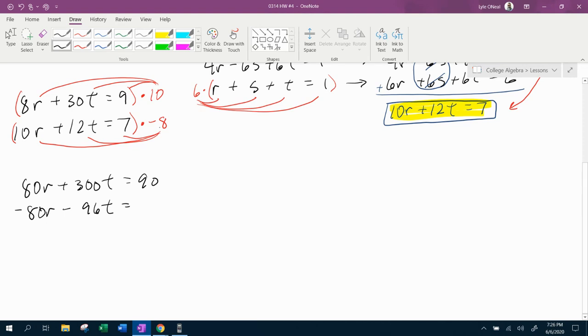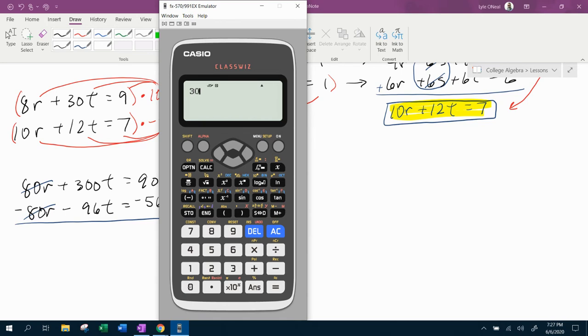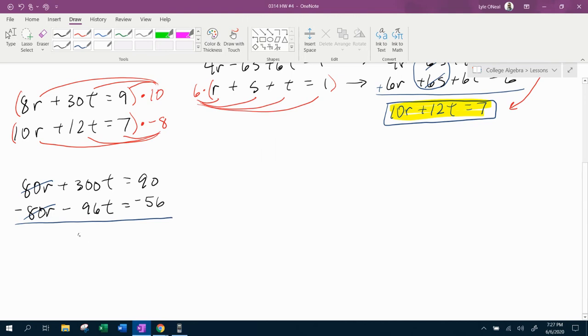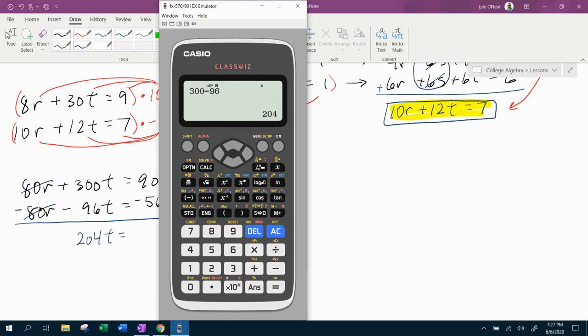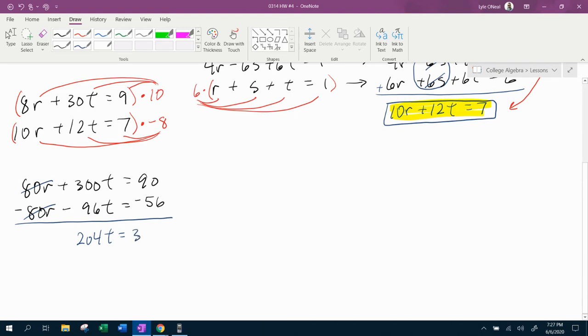And then 7 times 8 is -56. Now, at this point, these equations can be added. And look at that, the r's are going to cancel. So I'm going to have 300 minus 96, which is 204t. And then I'm going to have 90 minus 56, which is 34. And to finish it off, we're going to divide both sides by 204.